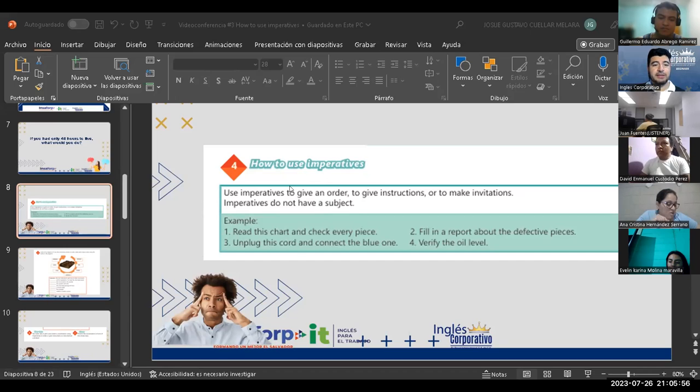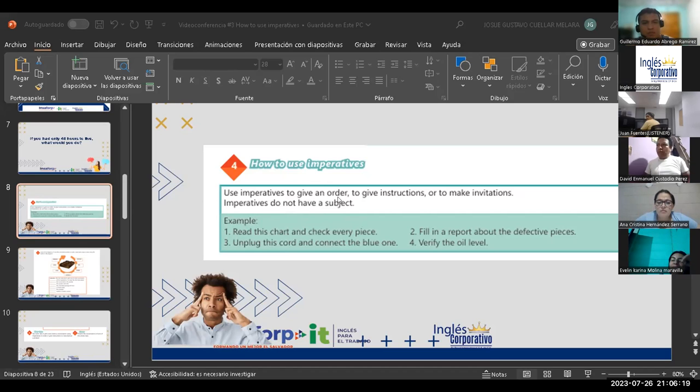How to use imperatives. Use imperatives to give an order. Es para dar una orden, okay? To give instructions, para dar indicaciones. Or to make invitations, o para hacer invitaciones. Imperatives do not have a subject. Quiere decir que no tienen un sujeto. Imperatives no quiere decir you, she, I. Simplemente son órdenes. Tenemos example.